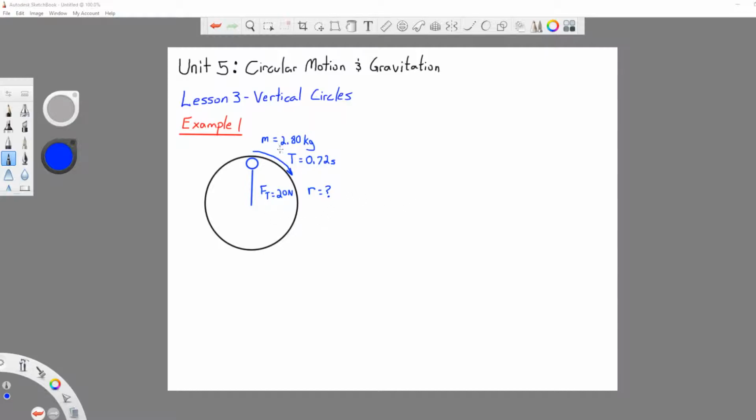Okay, and so I've sketched out a little scenario that this explains. This is our massless rod. This is going to be the center, the pivot point that this is connected to, and this is going to spin around this circle. The question also tells us that we have a period of 0.72 seconds. So the spinning action for this mass to spin around and return to its starting position again is going to take 0.72 seconds. It also tells us the minimum tension in the rod is 20 newtons.